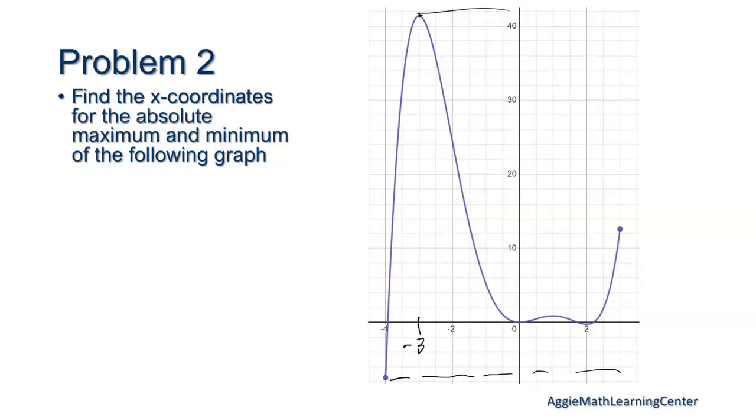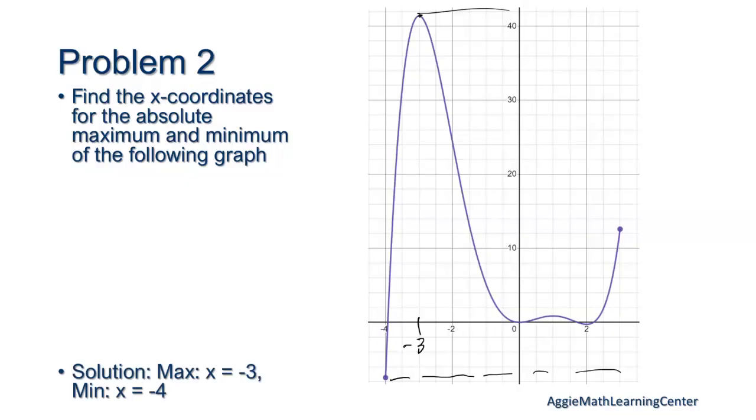I'm hoping that it will be clear. In this problem, it says find the x coordinates. It might ask where does it occur. That would be an x coordinate. But if it asks for the actual max, you're gonna plug in the y value.